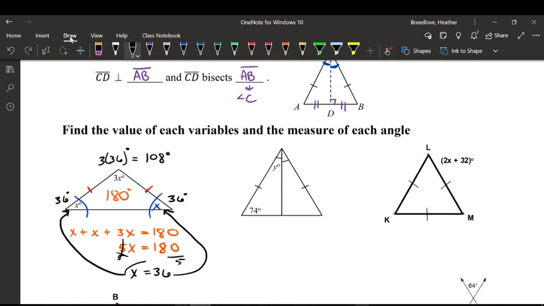All right. So we got that one. Okay, so looking at the second one. All right, so again, I have an isosceles triangle. Is this side the same as this side? So what do you know from isosceles? You know their base angles are congruent. So if this is 74, then I know that this is 74.